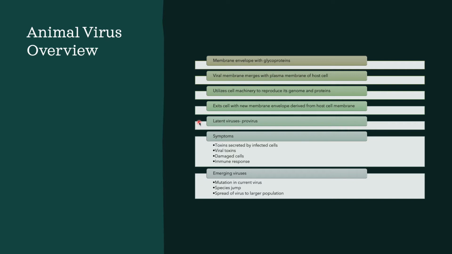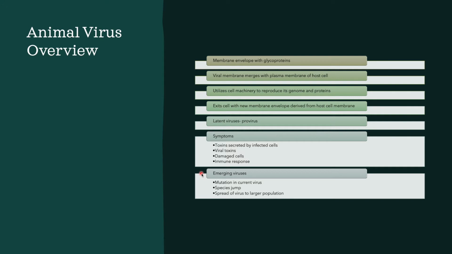Some viruses are latent because they incorporate their genome into the host cell's DNA, becoming a provirus, similar to a prophage like with bacteriophages. These viruses remain latent until they respond to a certain stimuli. The symptoms resulting from viral infection can be due to the toxins secreted by infected cells, toxins from the virus itself, cells destroyed by the virus, and the body's immune response against the virus.